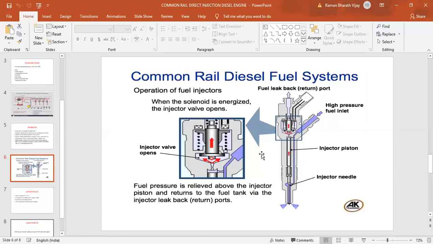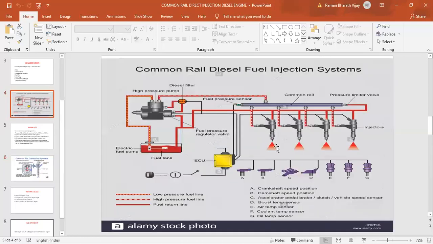The working is basically 5 lines, a maximum of 5 points. I will explain clearly again. Current is supplied, the solenoid valve is energized. When the solenoid valve is energized, the injector valve is opened. When the injector valve opens, high pressure fuel goes back to the fuel tank. There will be low pressure, the needle goes up, and fuel is injected into the cylinder.